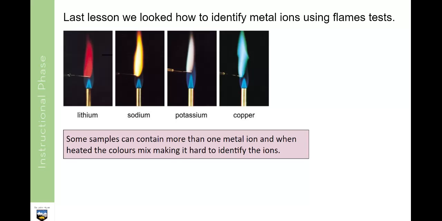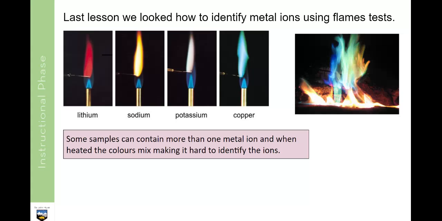Now, flame tests do have limitations. Some samples contain more than 1 metal ion, and when heated, the colours mix. And this makes it difficult to identify the ions in that mixture, in that substance. So, for example, if you look in that diagram in the top right-hand corner of the picture, you can see that there's a mixture of different colours because there must be a mixture of different metal ions in that substance being heated. And that's why sometimes flame tests can't be used alone.